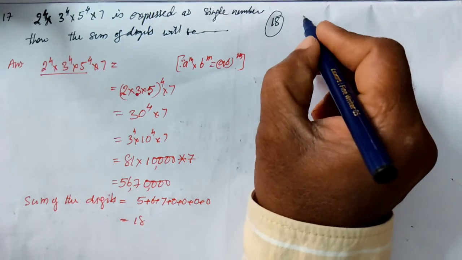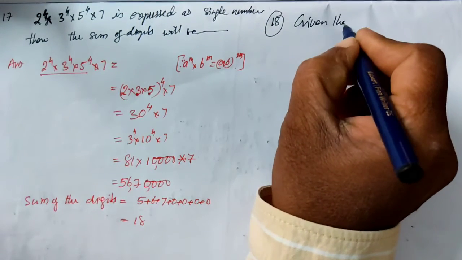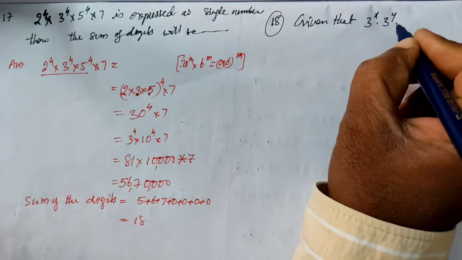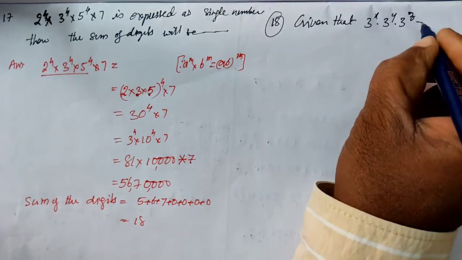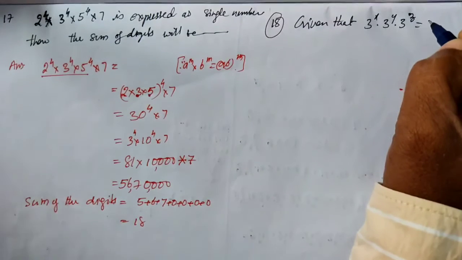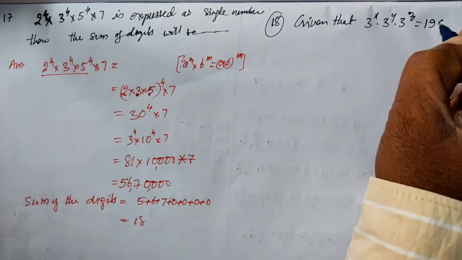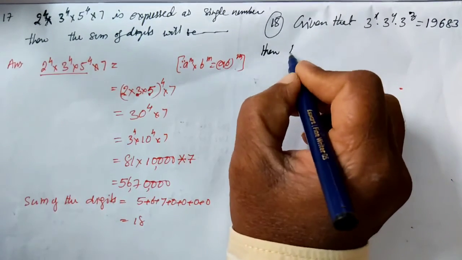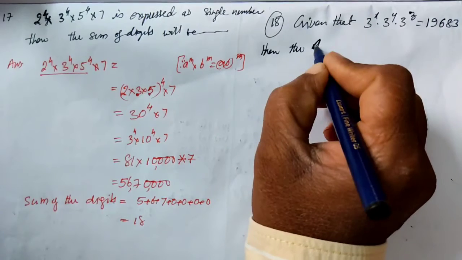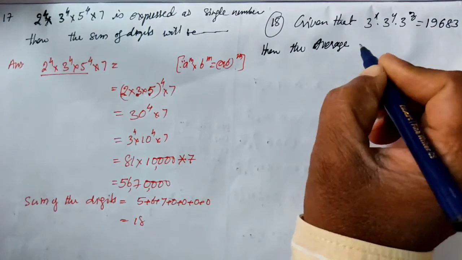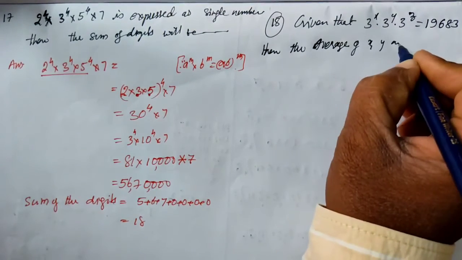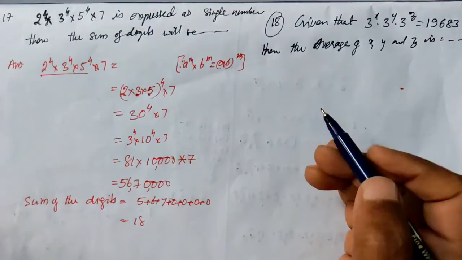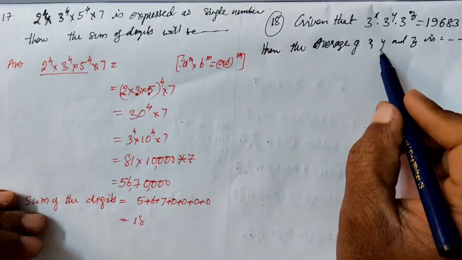Given that 3 to the power of x into 3 to the power of y into 3 to the power of z is equal to 19,683, then the average of x, y and z is dash. So we have to find the average of x comma y comma z.